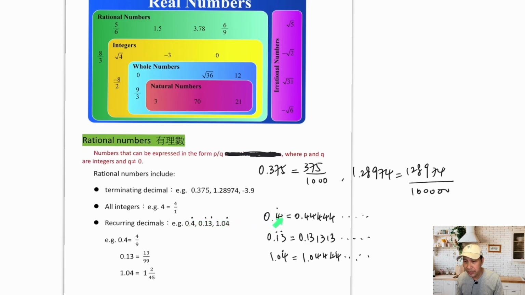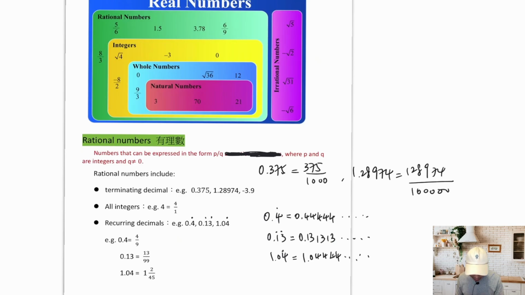0.4 with a dot means that 4 repeats, so it is equal to 0.4444 without end. 0.12 with 2 dots over the 1 and 3 means that 1 3 repeats, so it is equal to 0.12131313. The 1 3 repeats.